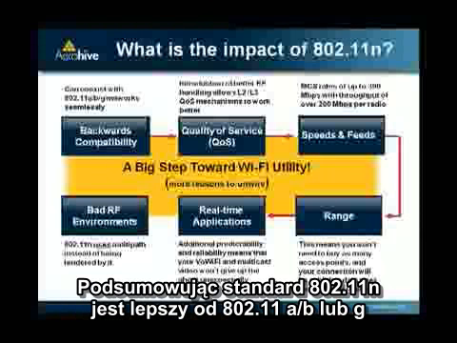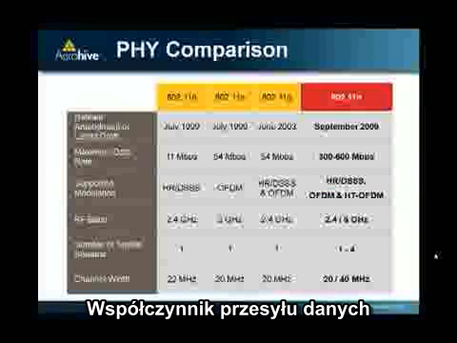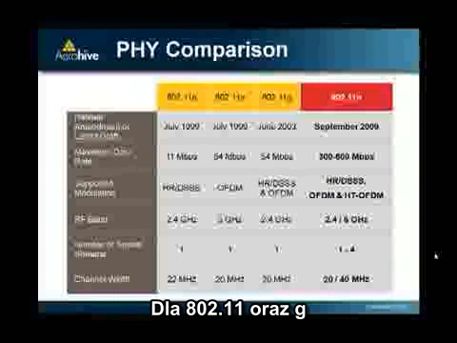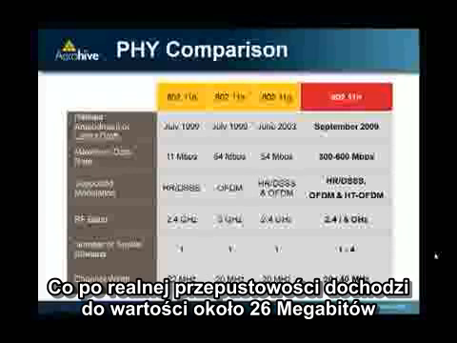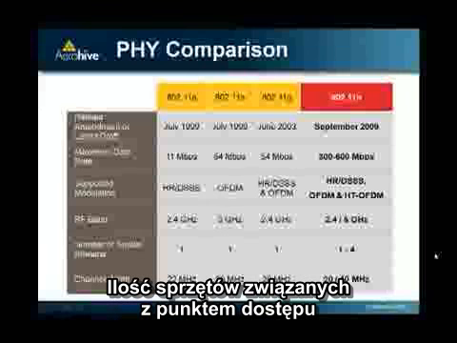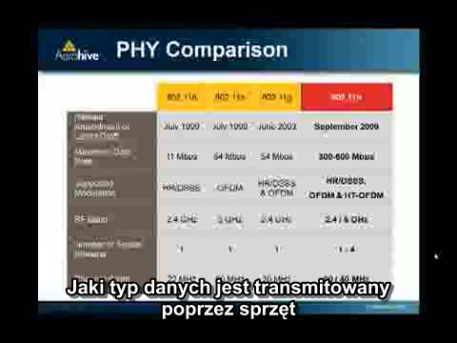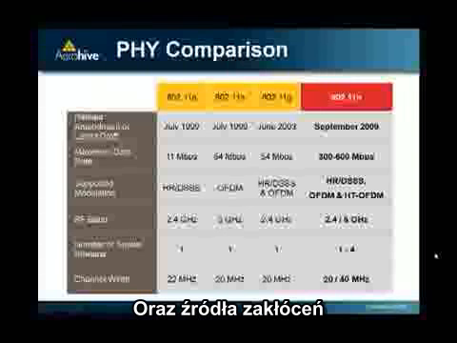To sum it up, 802.11n is technically better than 802.11a, b, and g in every way. The data rate for 802.11a and g peak at 54 megabits per second, yielding up to 26 megabits in actual throughput. Of course, the throughput is dependent on such parameters as how many devices are associated with the AP, what type of data is being transmitted by each device, the distances of each device from the AP, and nearby interference sources.